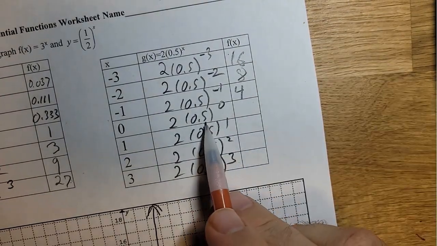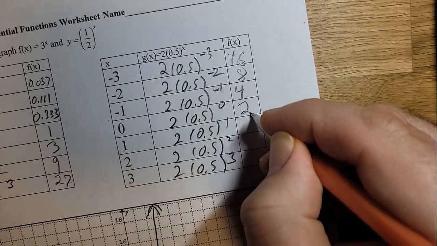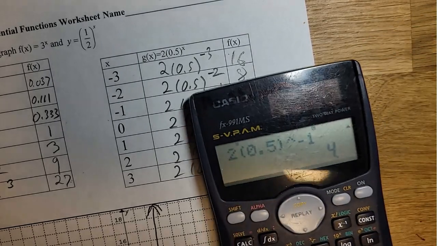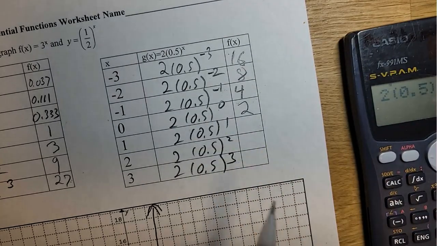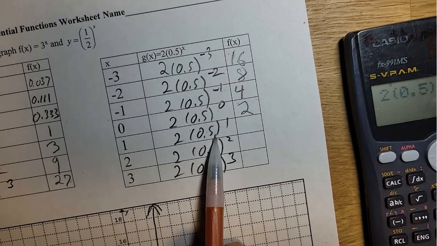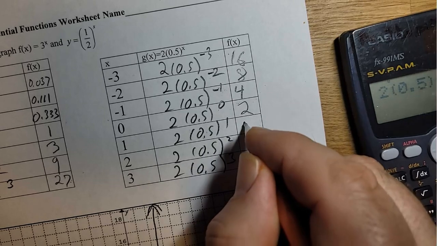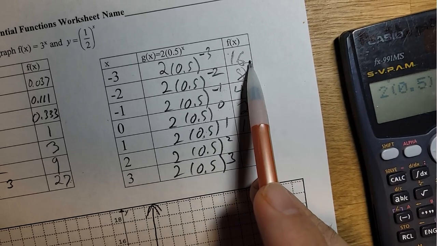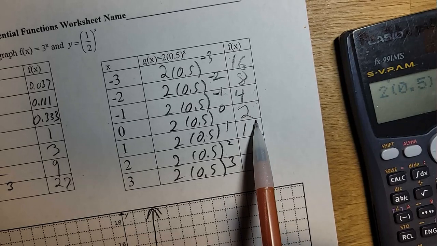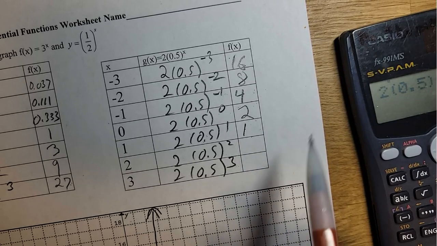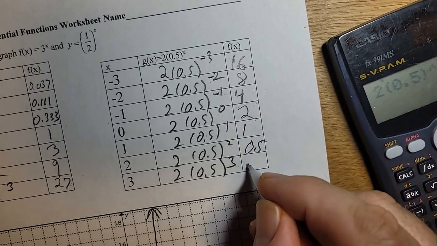Well, 0.5 to the 0 is 1, and 2 times 1 is 2. Or you can put it in the calculator. You can do the next one. Look, 0.5 to the 1 is just 0.5, and half of 2 is 1, so I can do 1. Maybe I can find a pattern. 16 divided by 2 is 8, divided by 2 is 4, divided by 2 is 2, divided by 2 is 1. I bet you that's 0.5, half, and half of a half is a quarter.